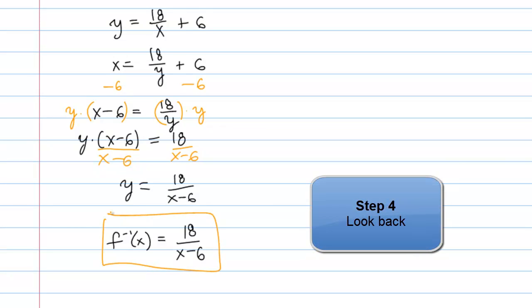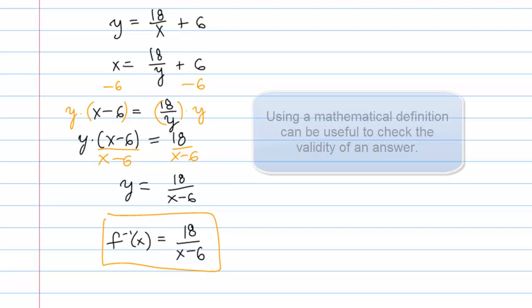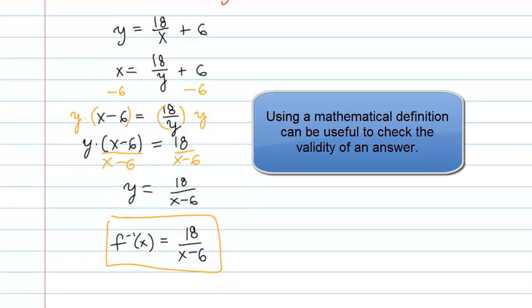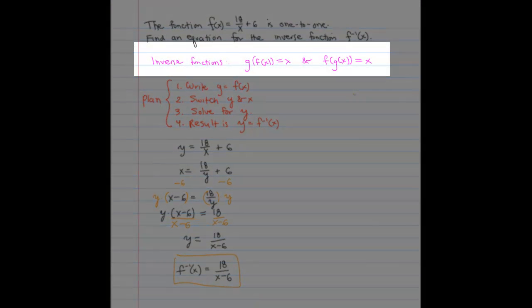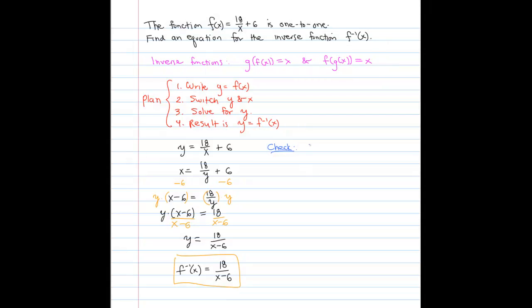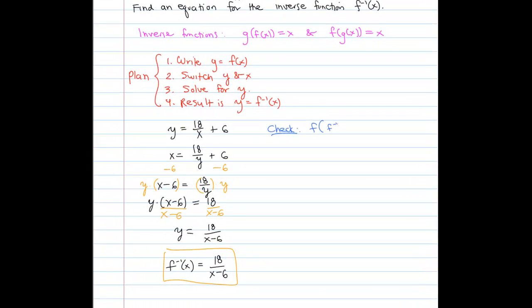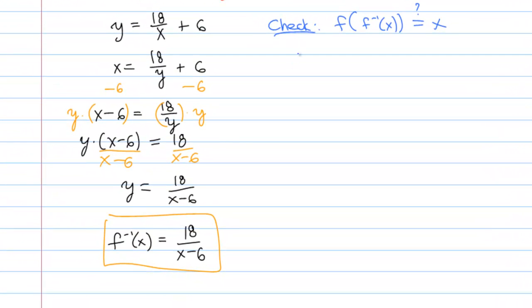The final step of the 4-step process is to look back at what we've done. One of the things we look back for is a check on our answer. So is there any way that we could check that this is the inverse? Well, we could go back to the definition that said that inverse functions compose with each other to get x. And so, by way of checking, I'm going to see whether or not f of f inverse of x is indeed x. So let's see.